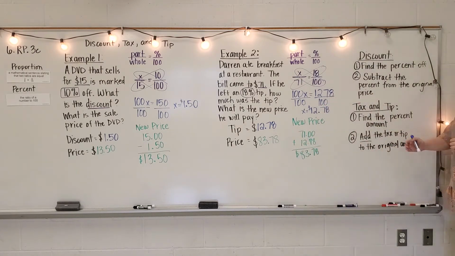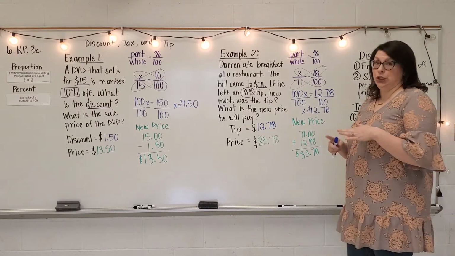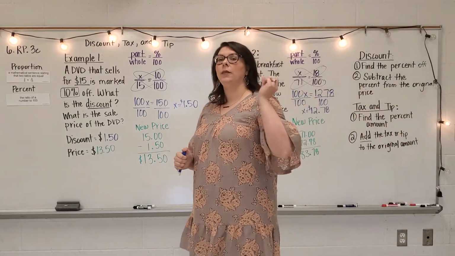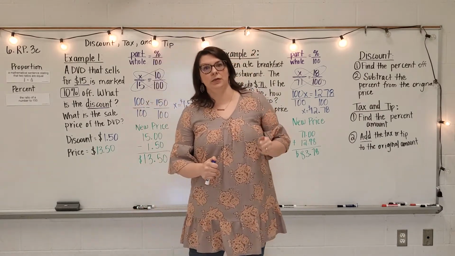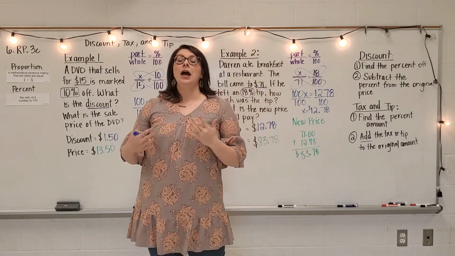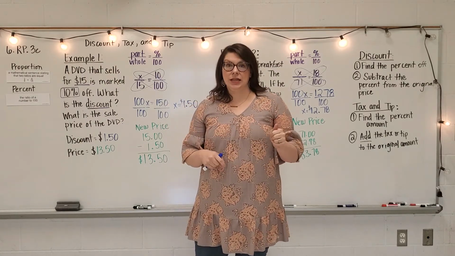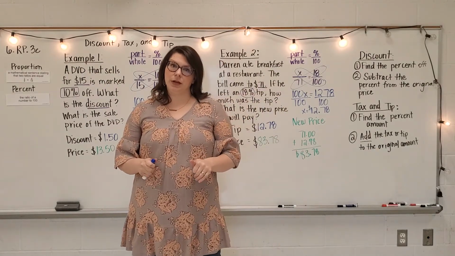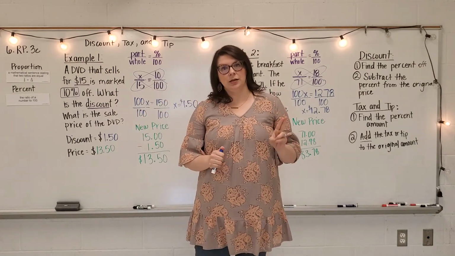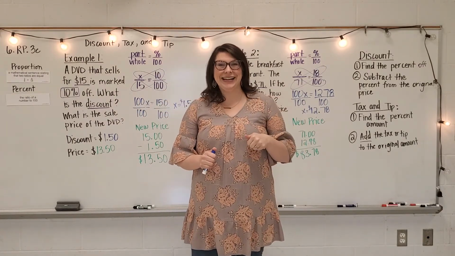So in all of these problems, discount, tax, and tip, you are going to use what you know about percent. The part to whole is equal to percent over 100 to calculate what the discount, tax, or tip would be. And then for discount, you're going to subtract that amount from the original price, and for tax and tip, you will add it. All right, I hope this helps.